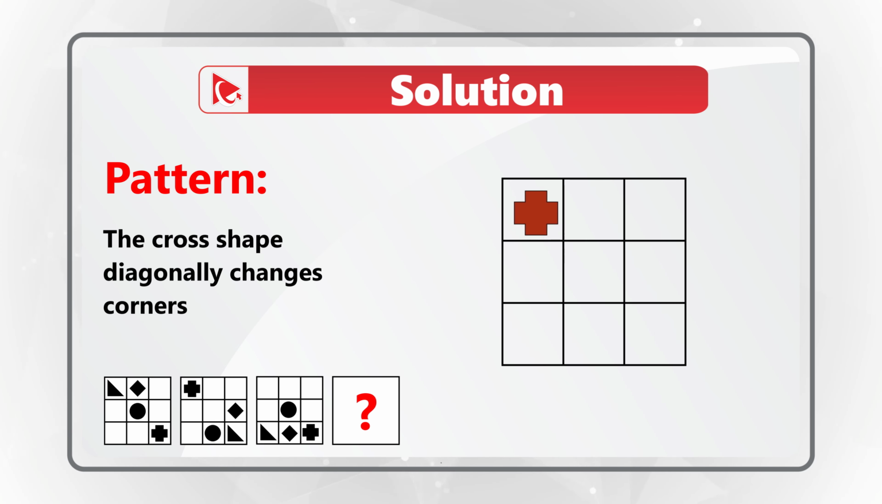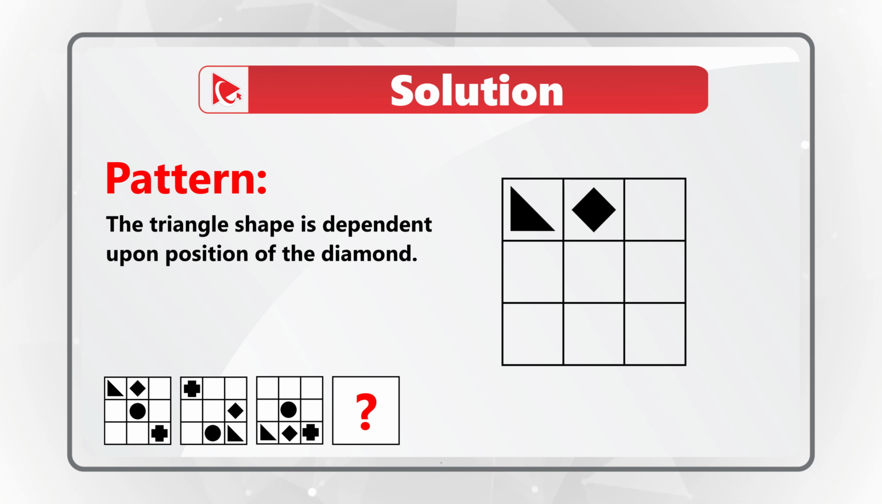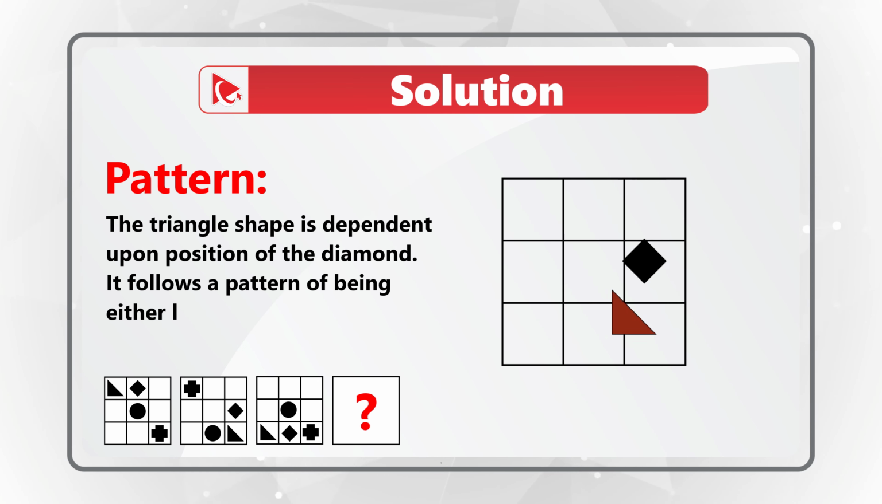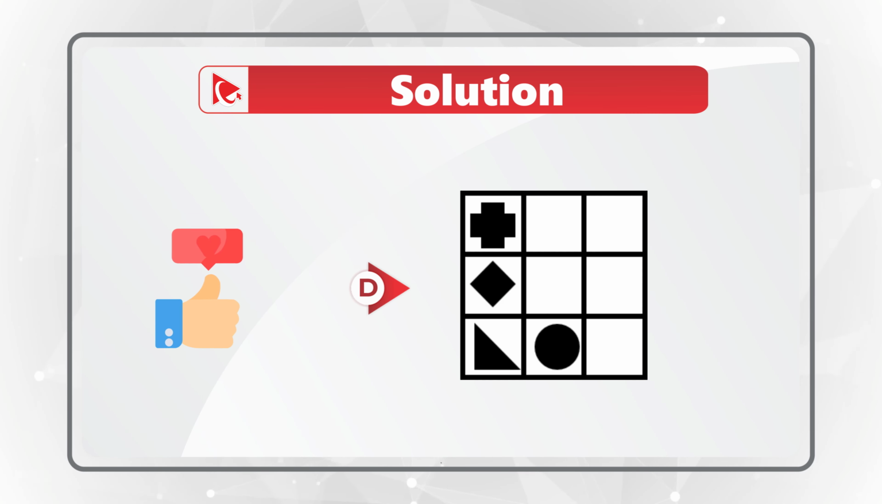And the most interesting is pattern 4. In this pattern, the triangle shape is dependent upon the position of the diamond. The triangle follows the diamond and is in the pattern of being either to the left or below the diamond shape. This is why the correct choice here is choice D.